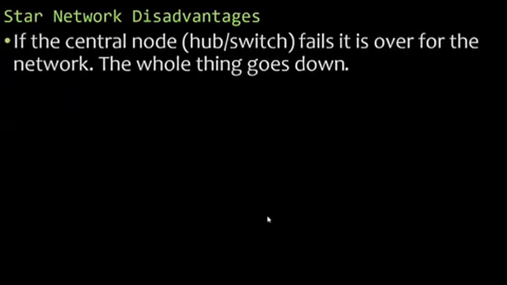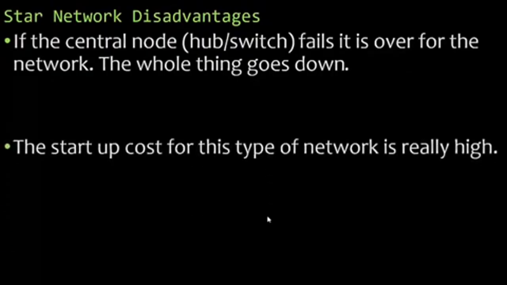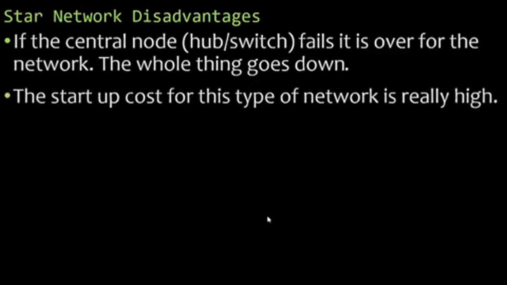with disadvantages. Now, if the central node, the hub, or the switch fails, it's over for the network. The whole thing is going down. It's going to affect every single computer, and the startup cost for this type of network is going to be very, very high. You have to buy the hub or the switch. You got to buy a cable for every single computer. You got to run that to actually connect them to the hub or switch.